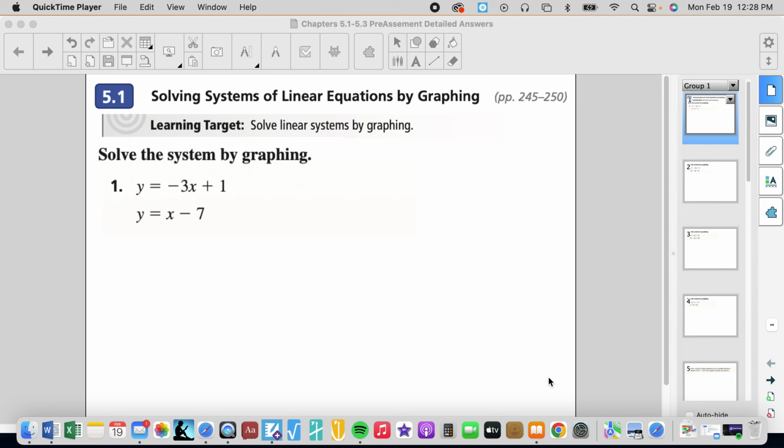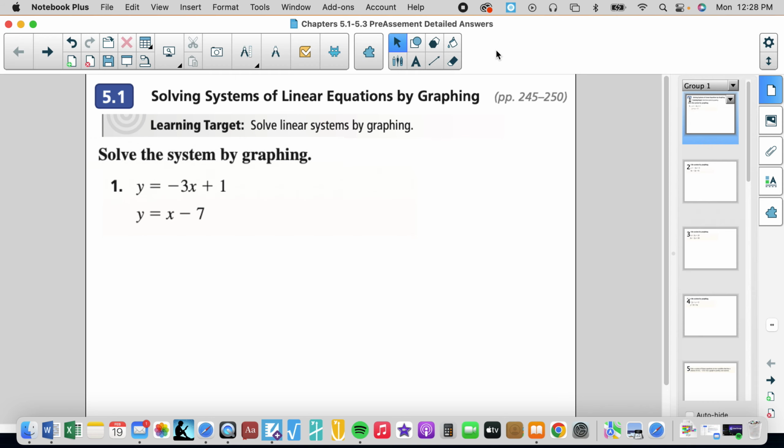Typically, when we have two lines, they intersect most of the time at one location. There are going to be special cases that we will go over in 5.4, but I will leave that for later. In chapters 5.1 through 5.3, we learned three different techniques to do this. 5.1 is through graphing, 5.2 is through substitution, and 5.3 will utilize elimination.